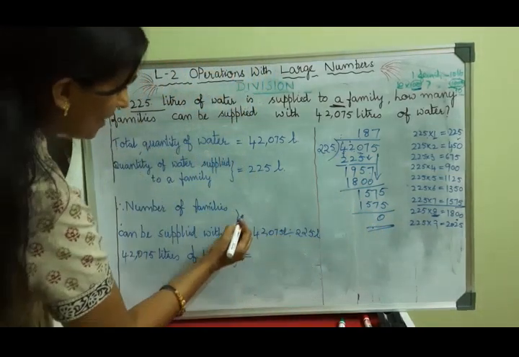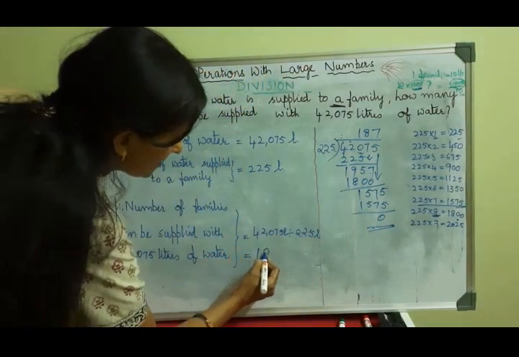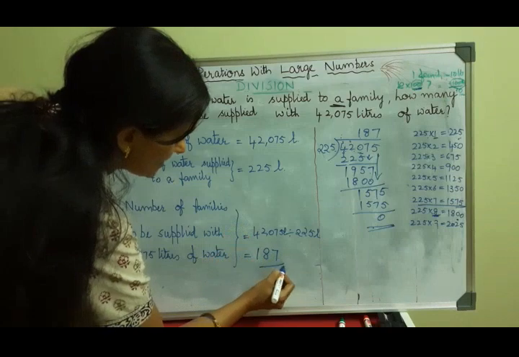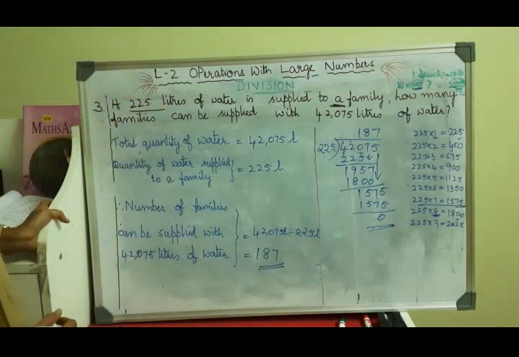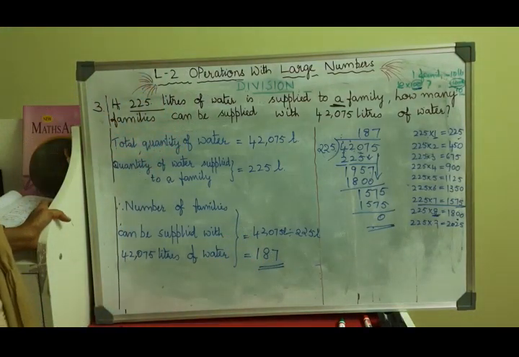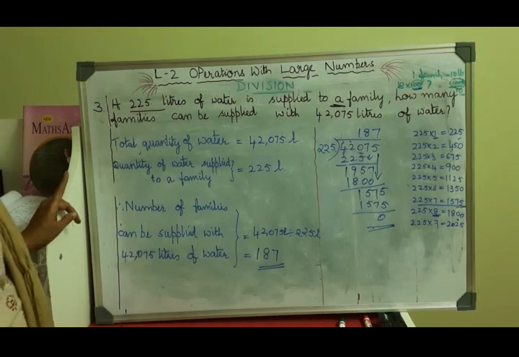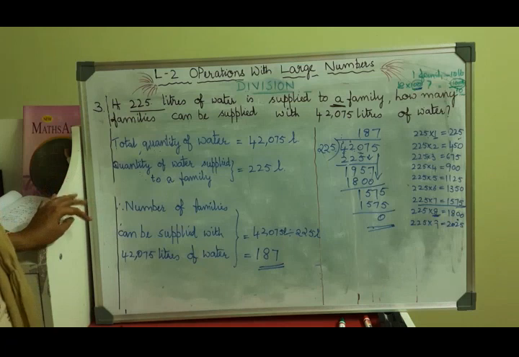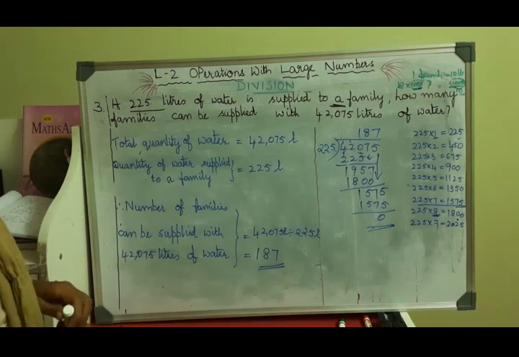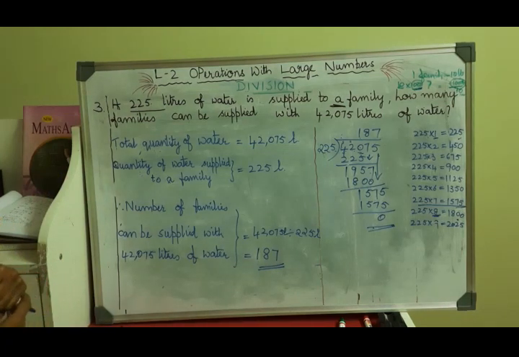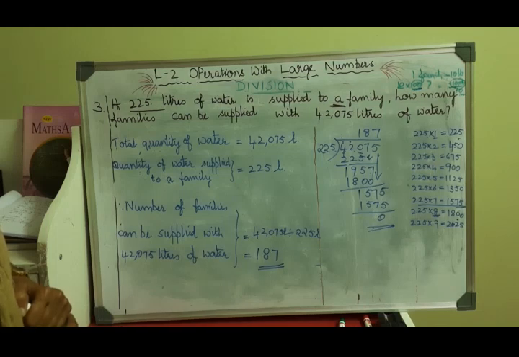Now how many families? What is your answer? 187 families will get the supply of water, as for one family it is 225 liters. Okay, we have learned division clearly now. It's in your hand to improve your arithmetic skill by doing lots of sums. You have to do all the sums from your exercise.